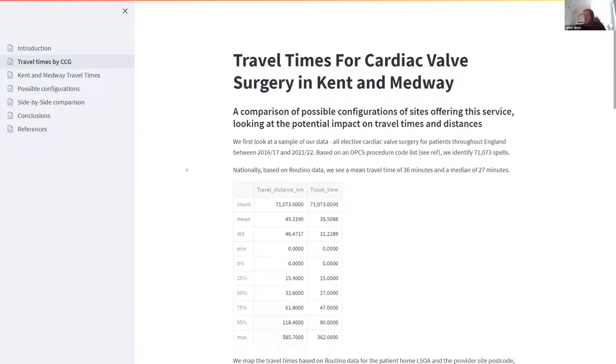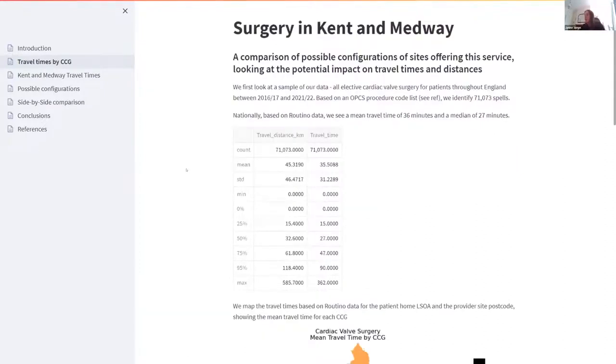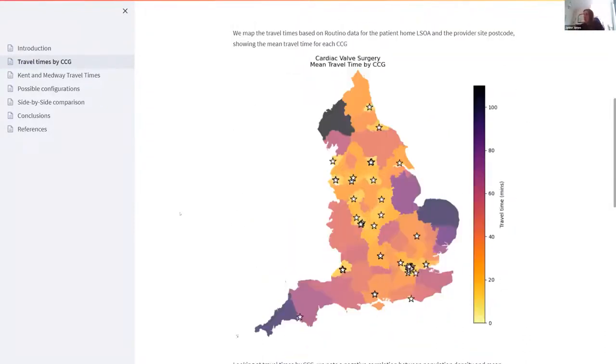So we use Routino, which is an open source road network routing library based on OpenStreetMap. And the important thing to note about Routino is that it identifies the quickest route based on real roads and considering road type, not just distance on a map. So here we've got a summary of the mean travel times nationally based on the Routino data, and we can see a mean travel time of 36 minutes and a median of 27 minutes. We've got a chart below which shows that the rural areas have the longest travel times, and the areas with the cardiac centres seem to have the least travel times.